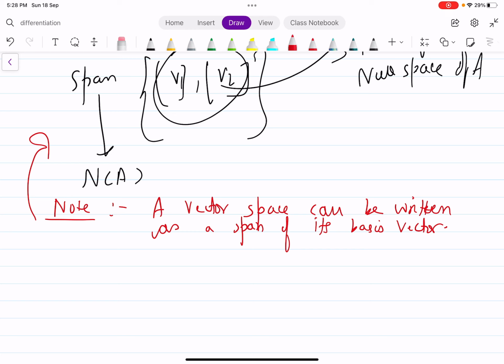Null space is one of the four fundamental subspaces. We have discussed all the spaces in detail in earlier videos also, so you can watch those videos, and that will help you to revise.